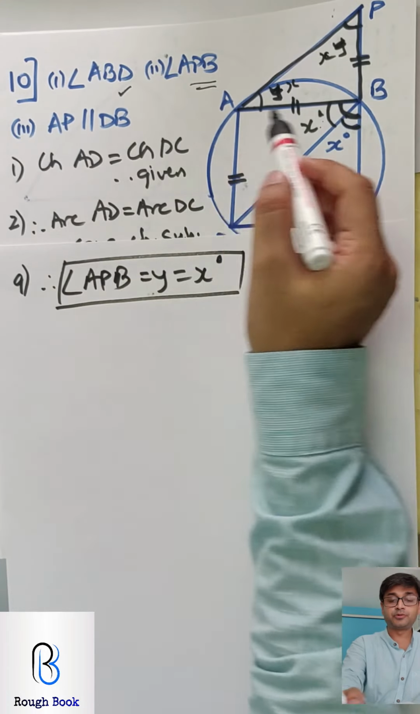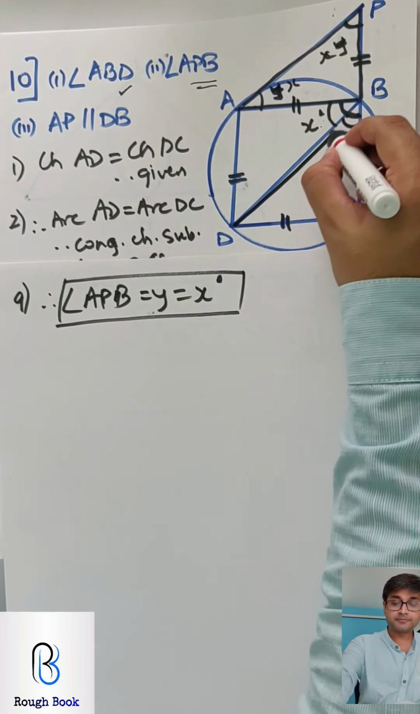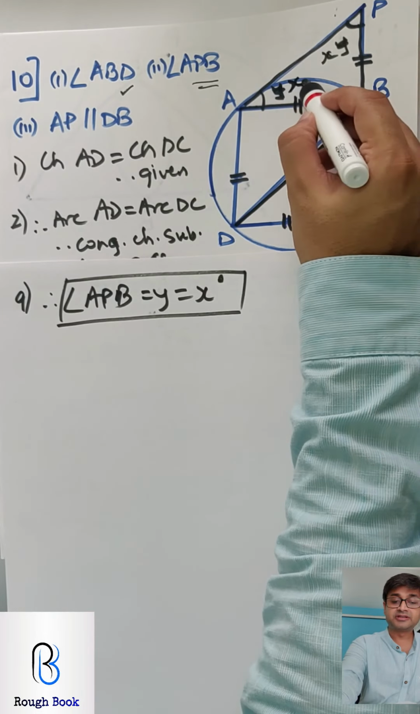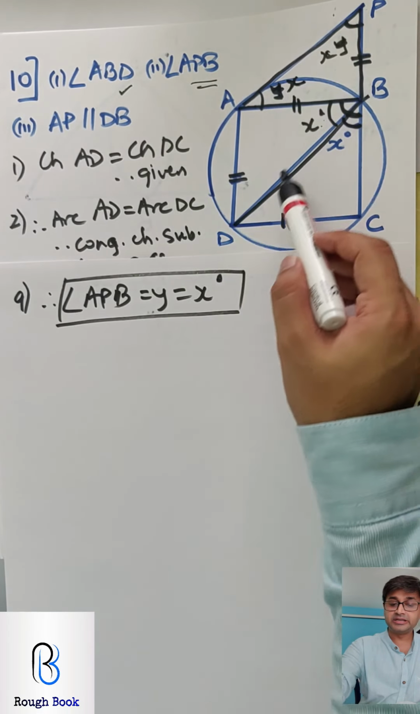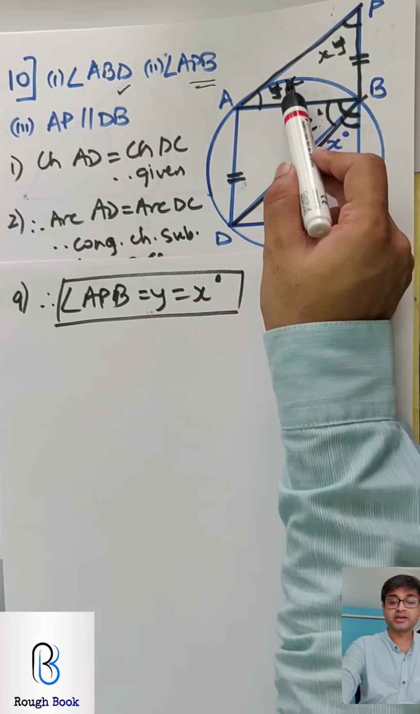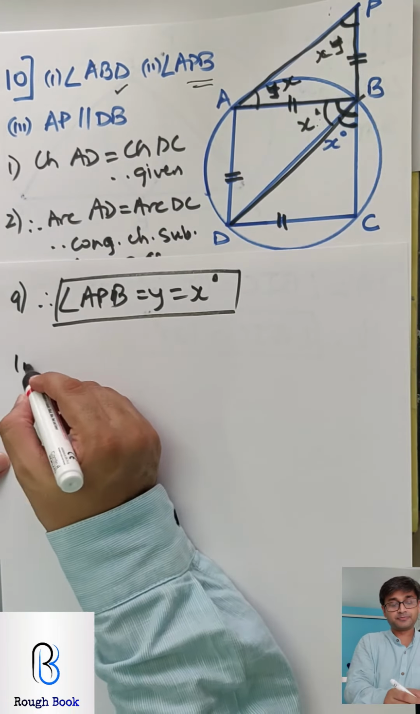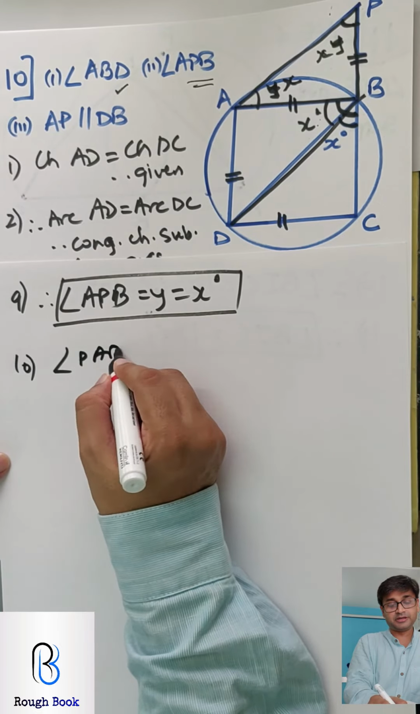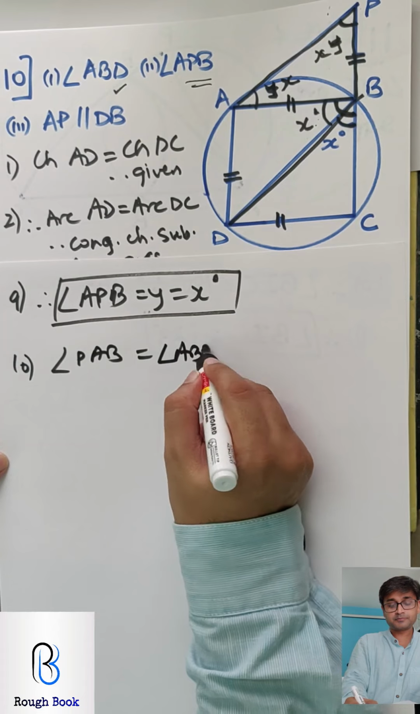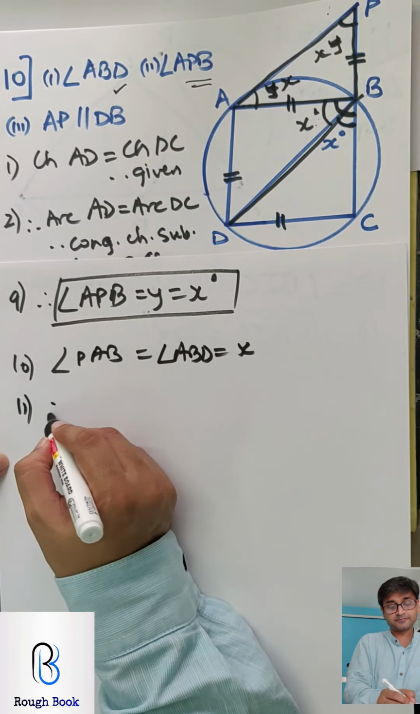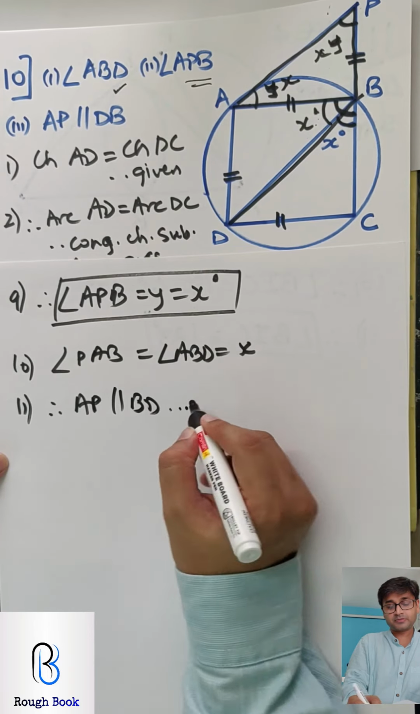Finally, prove that AP is parallel to DB. So DB is here and AP is here. So this is x. Can you see this Z happening? Angle PAB and angle ABD. This is x. This is also x. Alternate angles. So by alternate angles test, the lines are parallel. So straight away say therefore angle PAB, that is this one, is equal to angle ABD is equal to x. Therefore AP is parallel to BD.